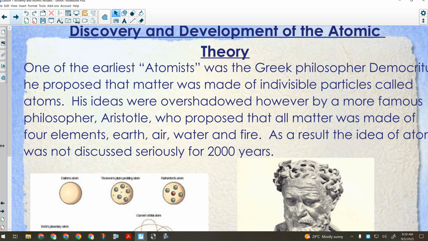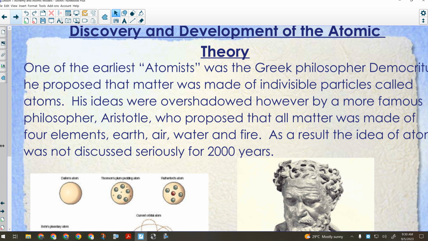All right, so the earliest atomist, the first person to propose that maybe matter was made of these tiny little particles, was actually a Greek philosopher, and his name was Democritus. He proposed that matter was made of indivisible, not invisible, particles. There's two different things. Indivisible means you can't split them, you can't cut them. They're the smallest that matter can be. And he called them atoms, or atomos, which means uncuttable. So the word atom comes from the Greek word atomos, which means not cuttable.